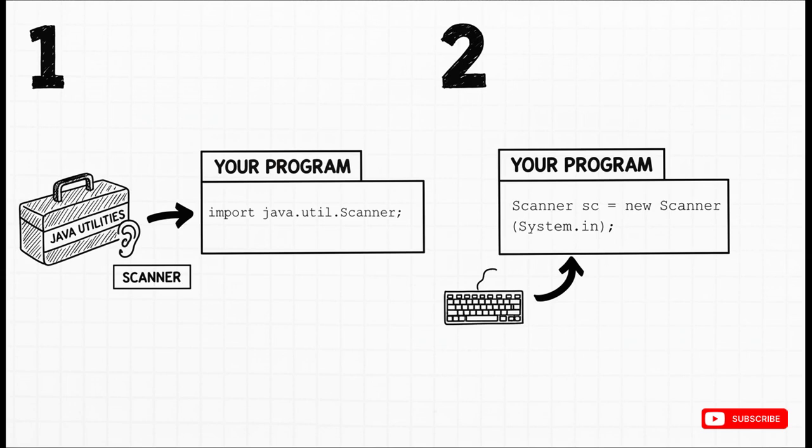Getting it ready to go is a piece of cake. It's just a two-step process. First, you have to tell your program you intend to use it, which is called importing it. Second, you create a new scanner object and tell it to listen to System.in, which is just a fancy name for the keyboard input.